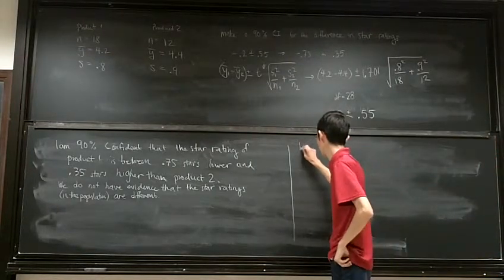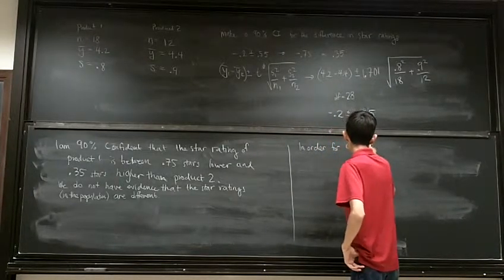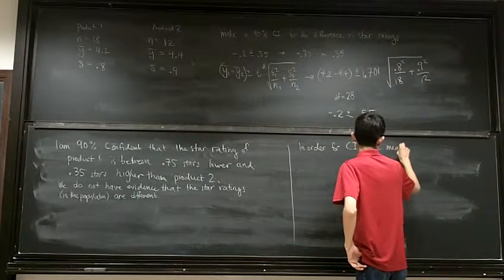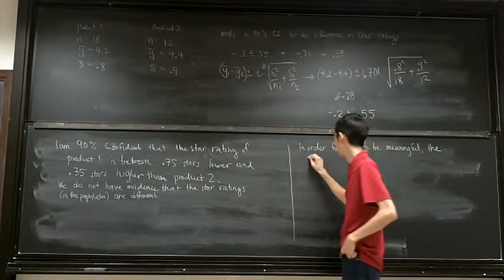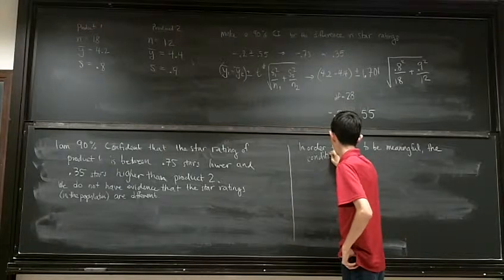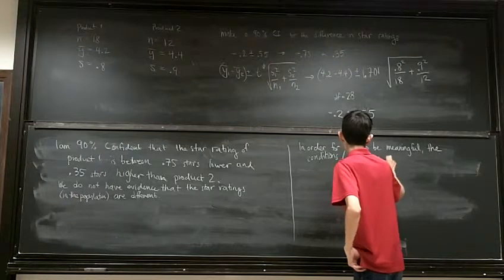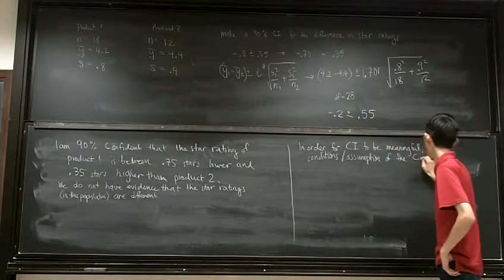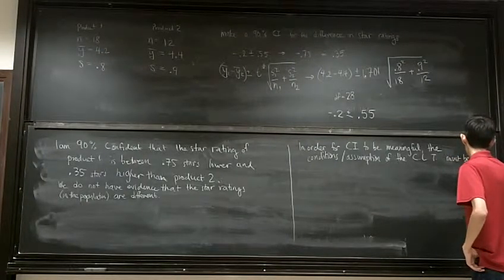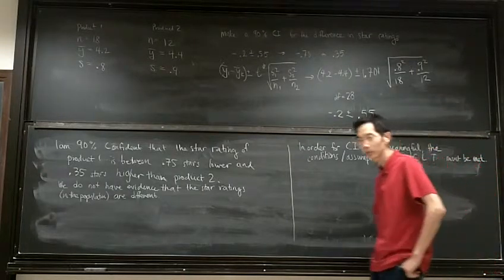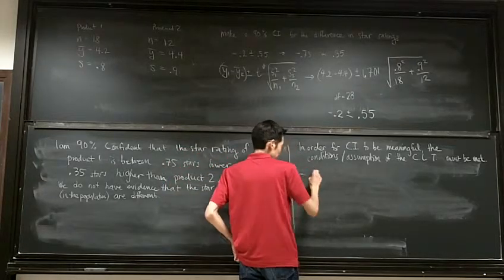So, for confidence intervals to be meaningful, conditions and assumptions of the central limit theorem must be met. Do you guys remember what these assumptions or conditions are? Randomly selected samples? Yeah, so our samples must be selected at random.